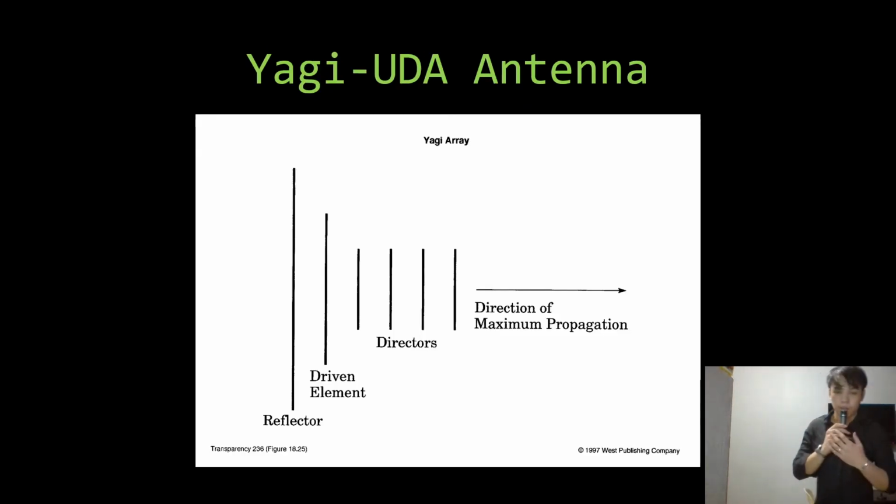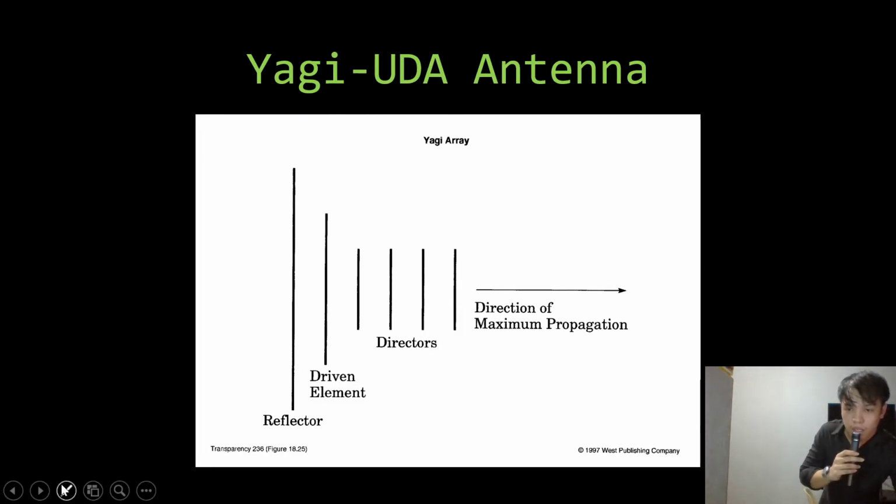So this is the basic principle of a Yagi-Uda antenna. As we can see here, this is the reflector and driven element, and this is the director section. So the direction of maximum propagation goes here.